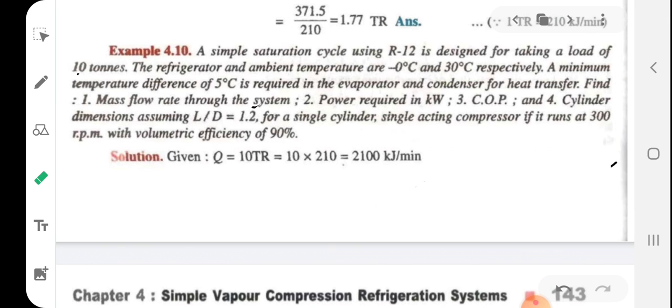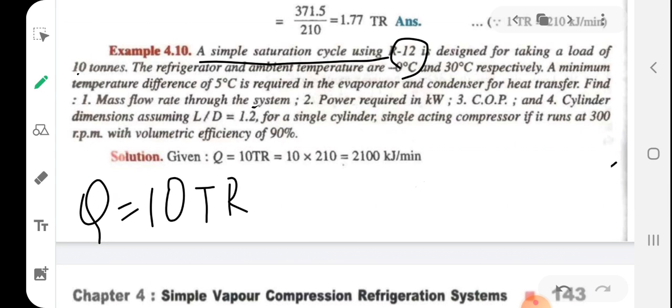A simple saturation cycle with R12 as the refrigerant is taking a load of 10 ton. So the total load Q is 10 TR, tons of refrigeration, and the refrigerator and ambient temperatures are 0 degrees Celsius and 30 degrees Celsius respectively. A minimum temperature difference of 5 degrees Celsius is required in the evaporator and condenser for heat transfer.